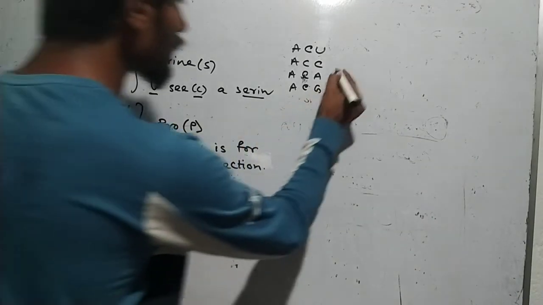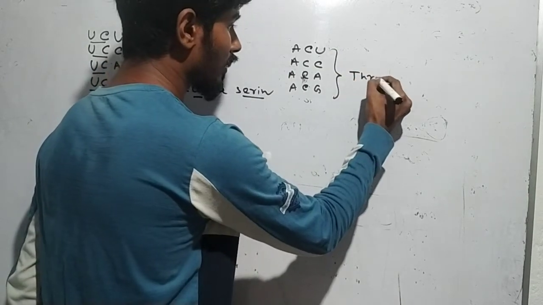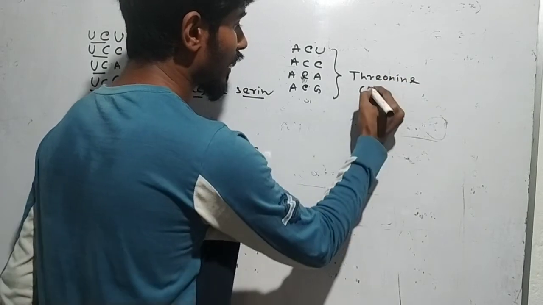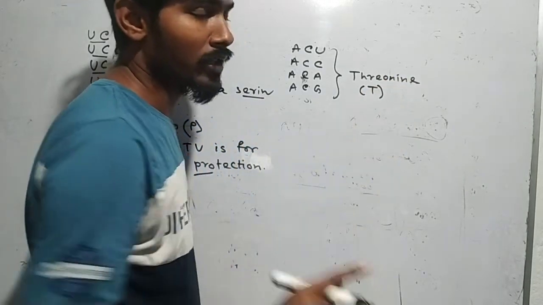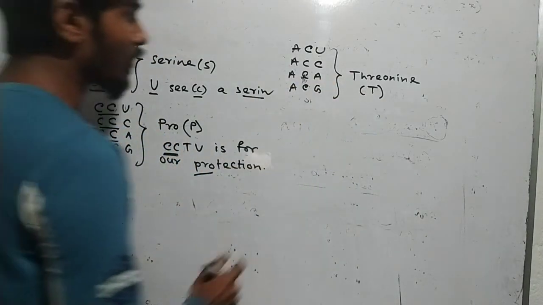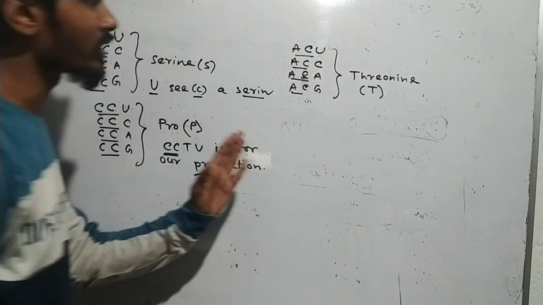Just remember this simple word. For it actually codes for threonine. Let me write it here first, and it is represented as a capital letter T. So a capital T. AC, AC, AC. You can see the first two letters are AC.